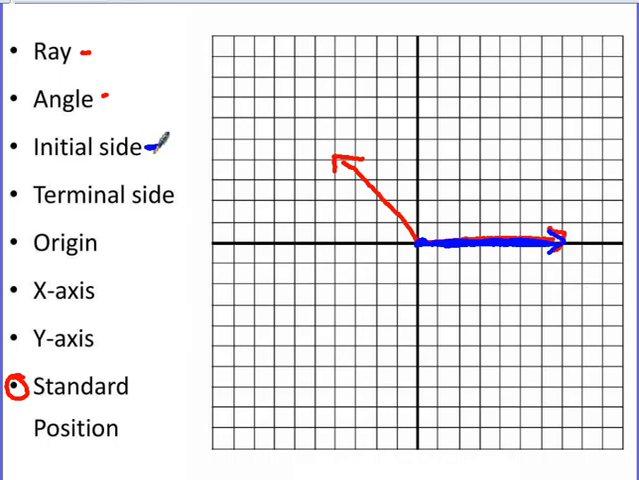That's the initial side. And then the terminal side can be anywhere. It doesn't just have to be this angle. I could draw an angle here. I could draw an angle there. Wherever the other ray is that determines the size of the angle, that's going to be our terminal side. And that is an angle in what we call standard position. And then, of course, you should know the origin is 0, 0. The x-axis is the horizontal one, and the y-axis is vertical.